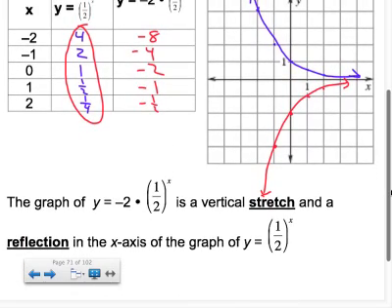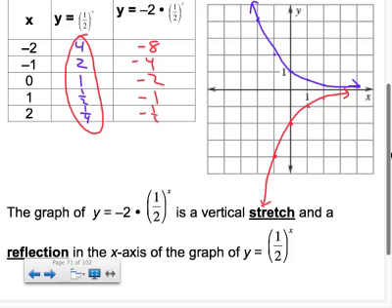All right. So what you'll notice here is that the graph of y equals -2 times (1/2)^x is a vertical stretch. In other words, if you look at the red graph as it compares to the blue one, the red one is more steep. Okay, it gets steeper quicker than the blue one does. The blue one's a little bit more flat, so that makes it a stretch. And it's a reflection in the x-axis. In other words, if you take the blue one and flip it over the x-axis, you'd end up on the same side as the red one. Okay, so that's what we're looking at here.